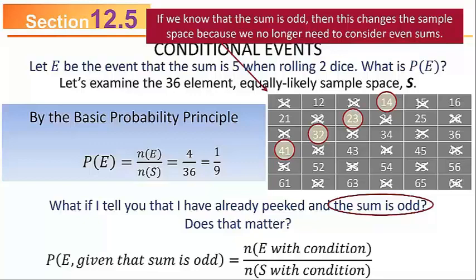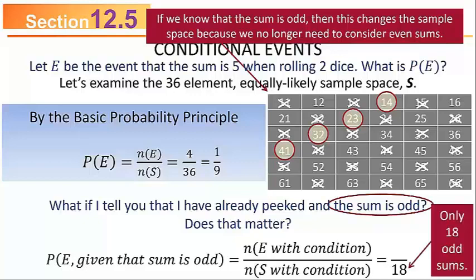So the probability of E, given that the sum is odd, is just the number of ways that E can happen with that new condition, in this case that the sum is odd, divided by how the sample space changes given that new condition. So you're still doing a count of the event E, and you're still doing a count of the event S, but you're taking into consideration that something has happened and you have more information than you had to start with. That's what I mean when I say with condition.